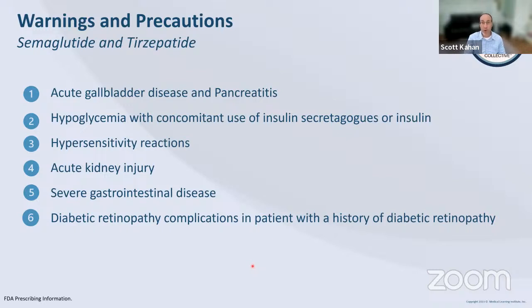Hypoglycemia is possible even in people without insulin or sulfonylurea, but it's really not very common, and severe hypoglycemia is particularly uncommon if people aren't on insulin or a sulfonylurea. Hypersensitivity reactions, of course, can happen. Acute kidney injury is one of the warnings. I've never seen that happen. And in fact, we believe that there is a kidney protective effect across the class of GLP-1 medications. Severe gastrointestinal disease is possible, and you can get a lot of gastrointestinal side effects for some of the patients. I'm going to talk more about that shortly. And then diabetic retinopathy complications in patients with a history of diabetic retinopathy.